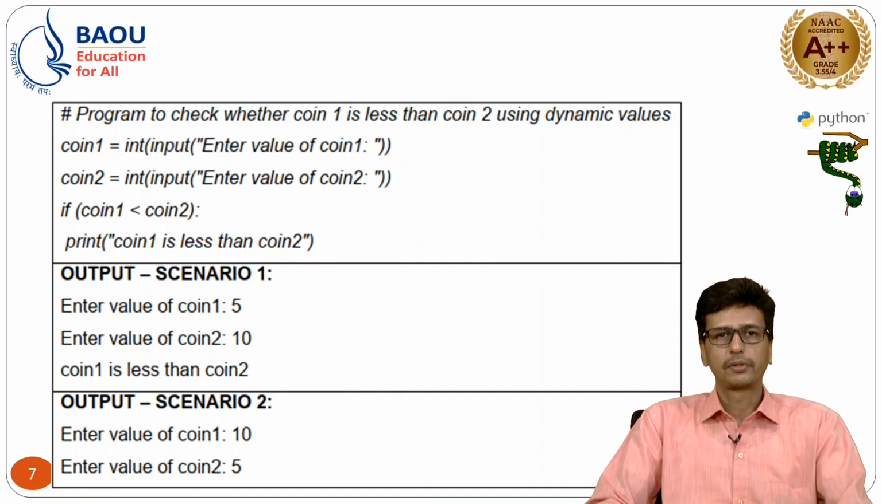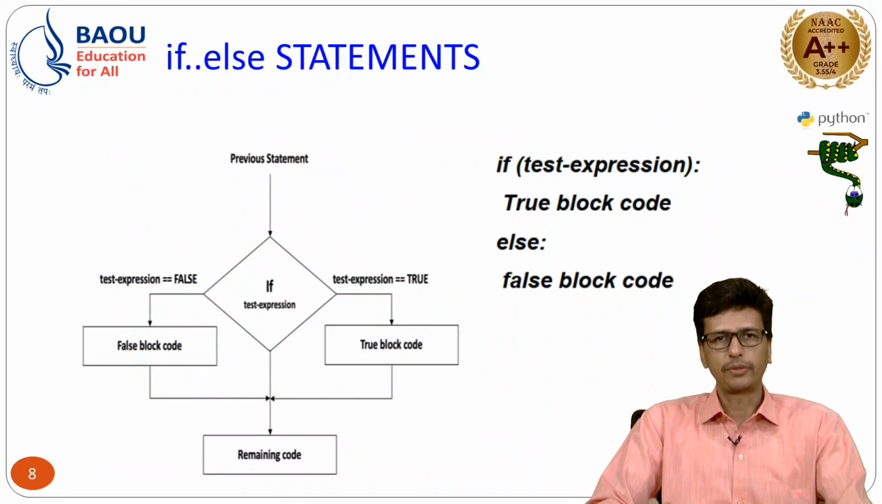So if the condition is true, in that case it will print the answer "coin1 is less than coin2". But if the condition is not satisfied, then no output will be generated, and if any other statements are there in the program, those will be executed.